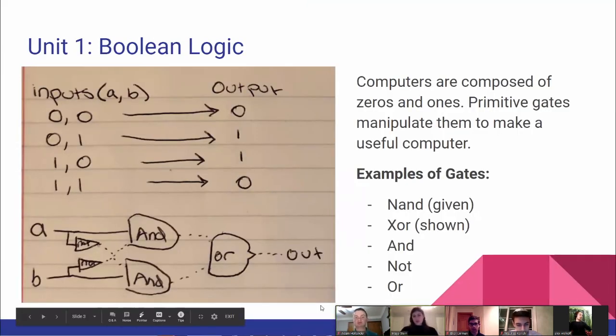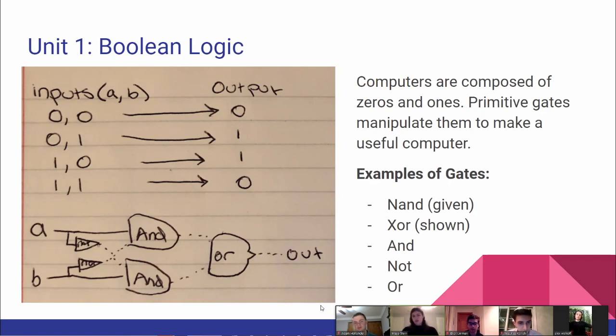So Unit 1 discusses primitive gates, and you write the code for each of the gates except for the NAND gate, which is given, as Adam referenced. Computers are composed of zeros and ones, which these gates account for. They find ways to bring use to these zeros and ones and make up a computer. Some examples are the NOT gate, the AND gate, the OR gate, and then the XOR gate, which is shown. The XOR gate is made up of NOT gates, AND gates, and an OR gate. It will output 1 if it gets a 0 and a 1, or it will output 0 if it gets two zeros or two ones.